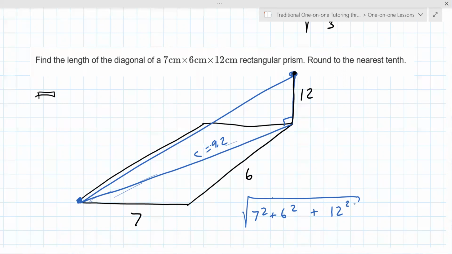Okay, I get 15.1. Yes. All right. Yeah, I'm not sure what else to say. But we got it.